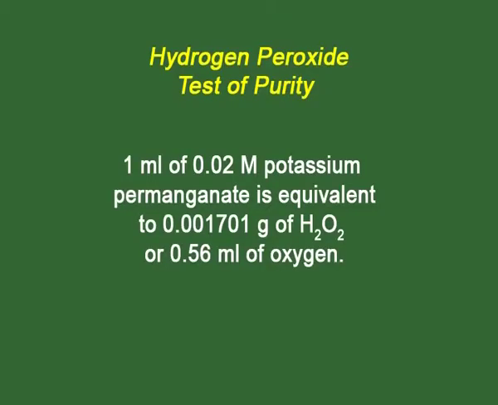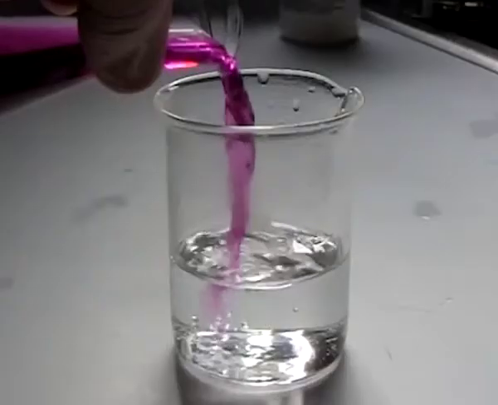To 10 ml of the resulting solution, add 20 ml of 1 molar sulfuric acid and titrate with 0.02 molar potassium permanganate. 1 ml of 0.02 molar potassium permanganate is equivalent to 0.001701 gram of hydrogen peroxide or 0.56 ml of oxygen. The identification tests mentioned in IP are: Method A.